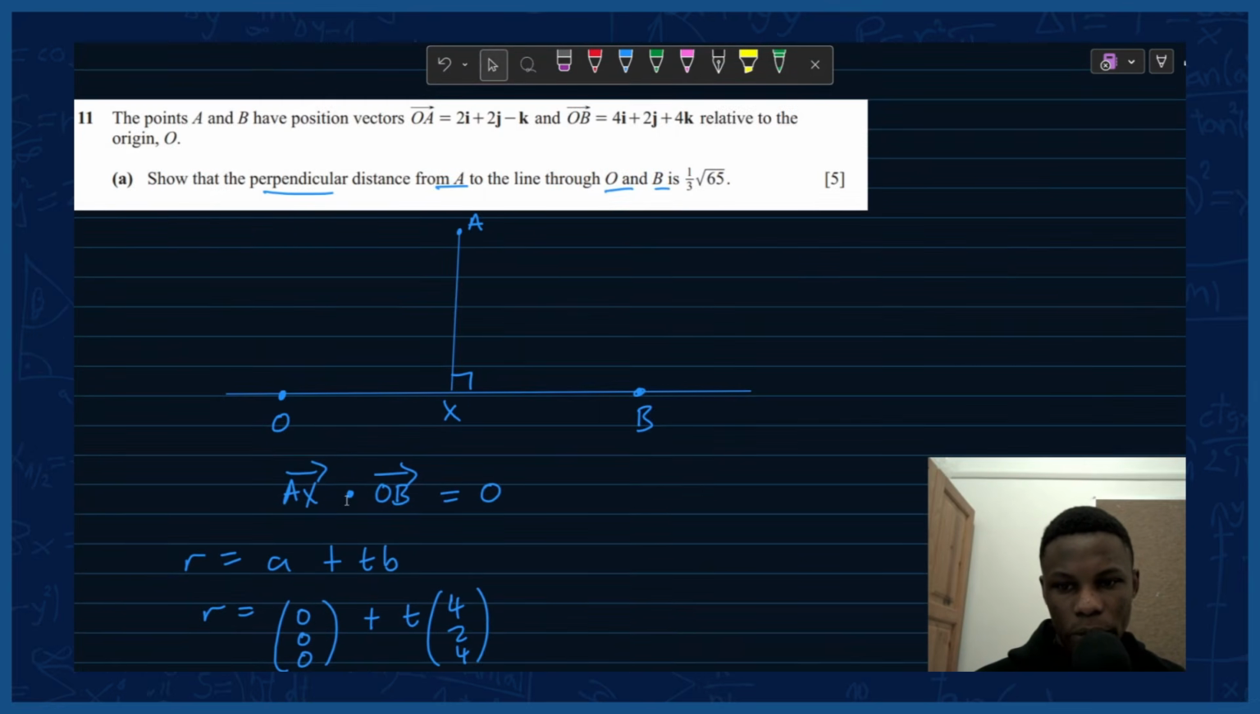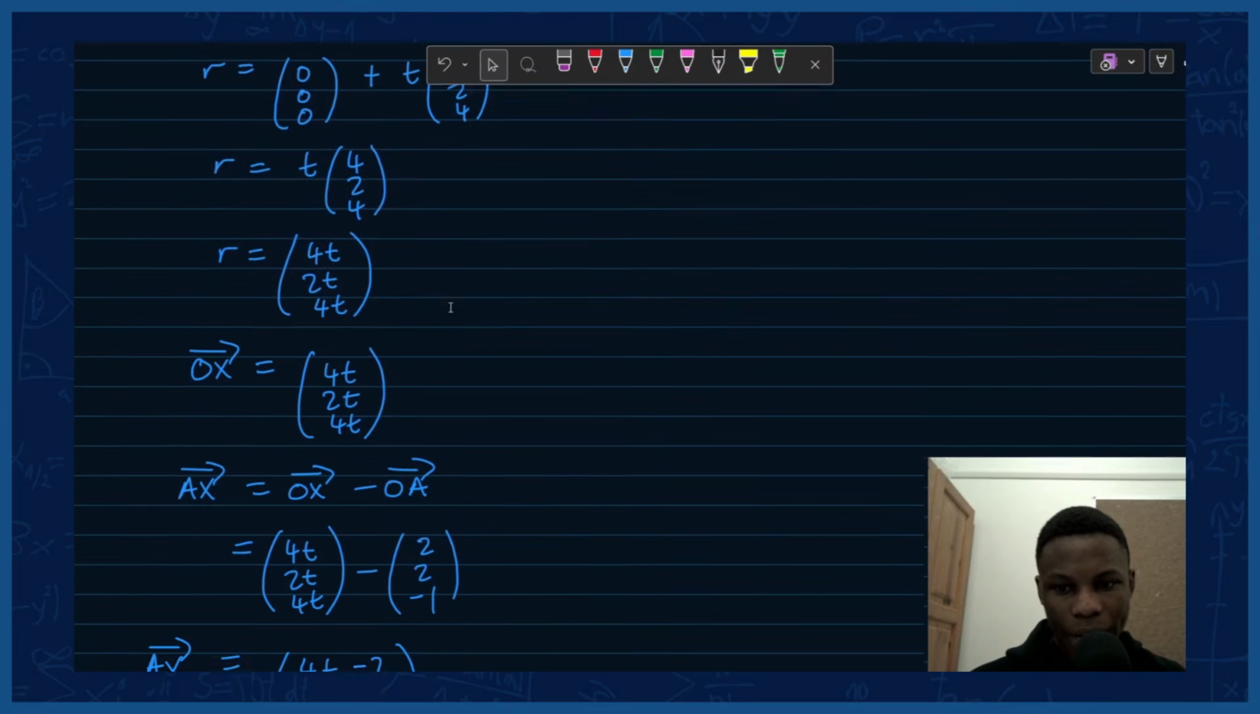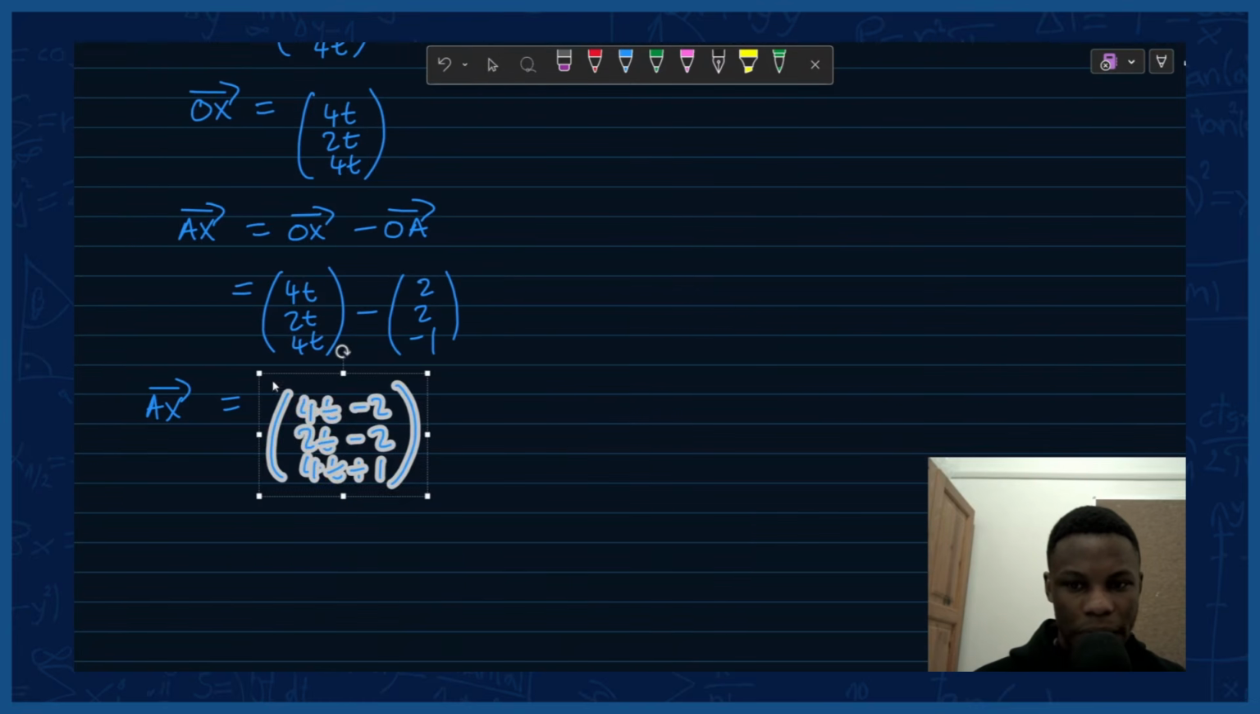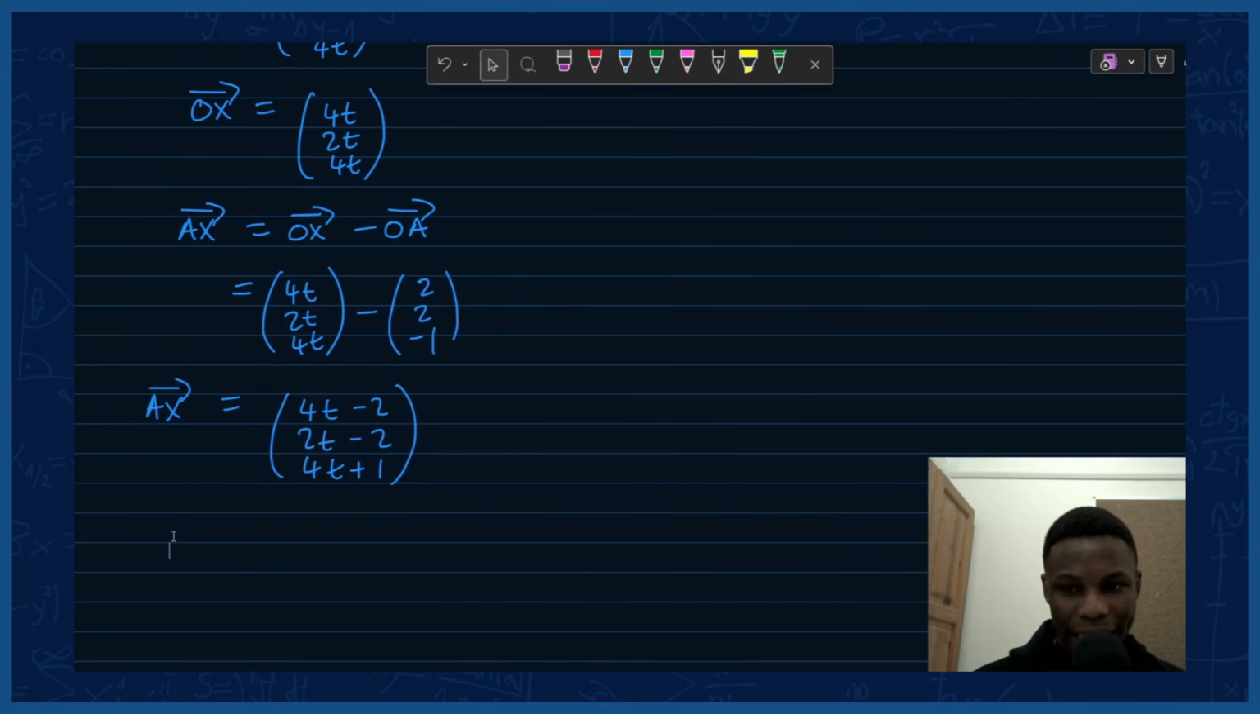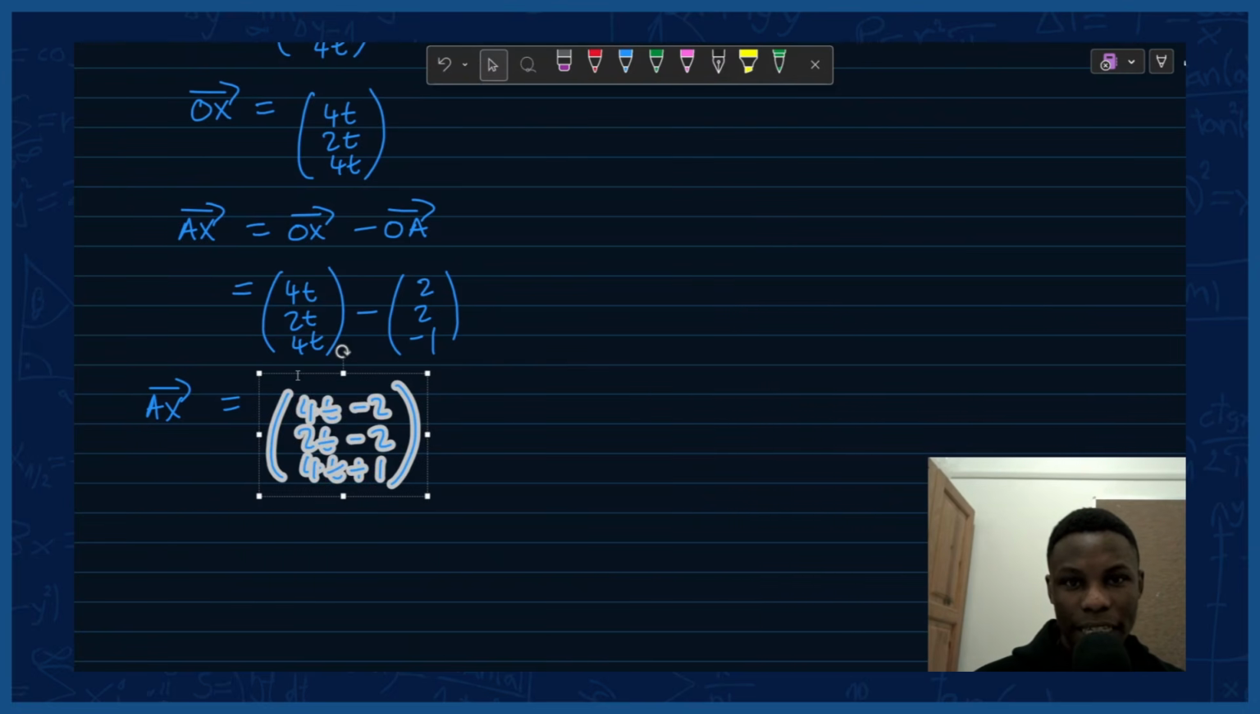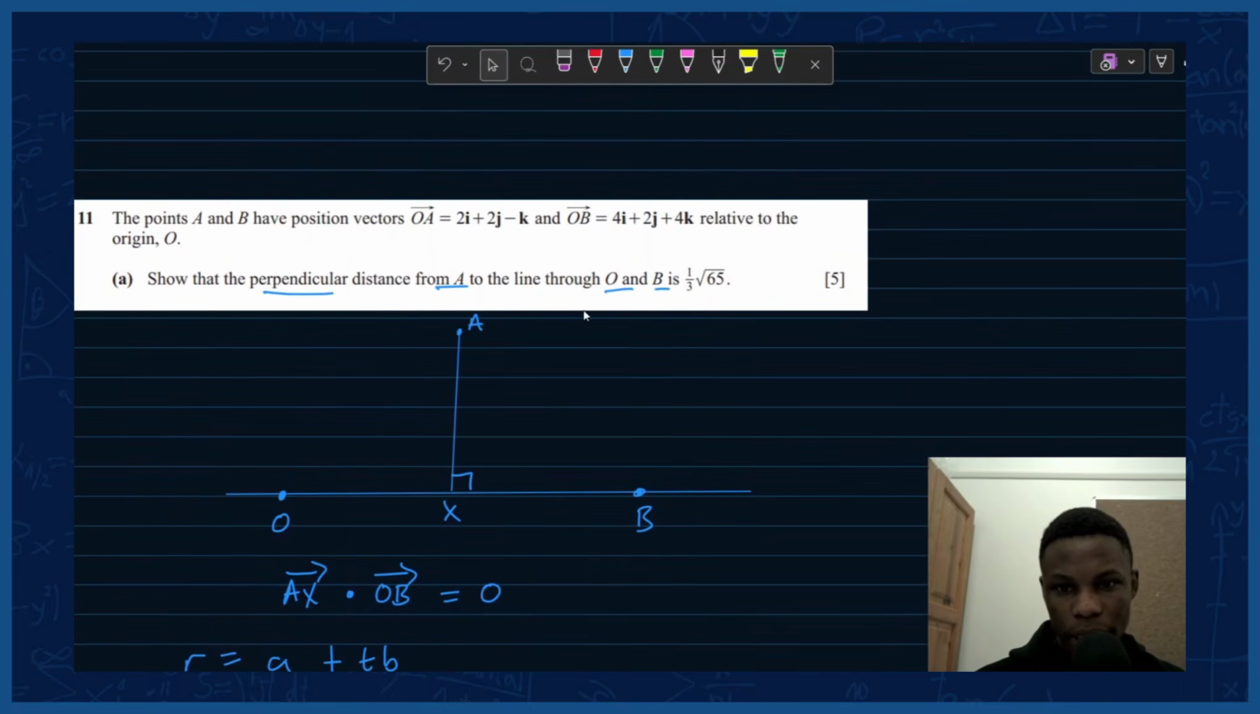Okay. And now we know AX and we know OB, so we can actually evaluate our dot product. And the idea here is I know AX in terms of t. If I can find the exact value of t, then that allows me to find the exact coordinates for AX. And once I know the exact coordinates for AX, I can then calculate the length of AX. And that's exactly what we're looking for. It's the length of the perpendicular.